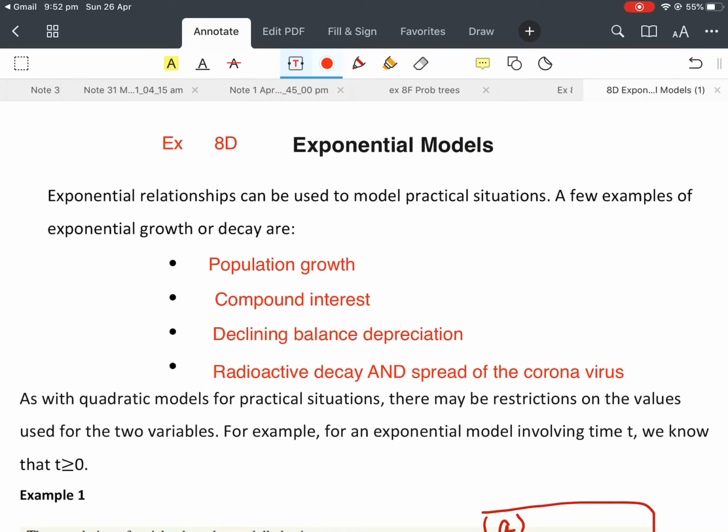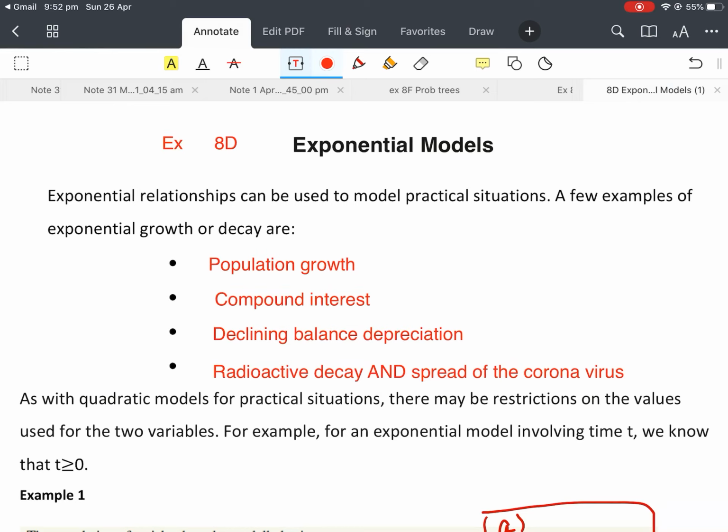Hi Year 12. Here are the answers to exercise 8D, exponential models sheet. So exponential relationships, hopefully you've read this from your textbook already, can be used to model practical situations. A few examples of exponential growth or decay from your textbook are population growth, compound interest, declining balance depreciation, radioactive decay, and more recently, the spread of the coronavirus, unfortunately, around the world.